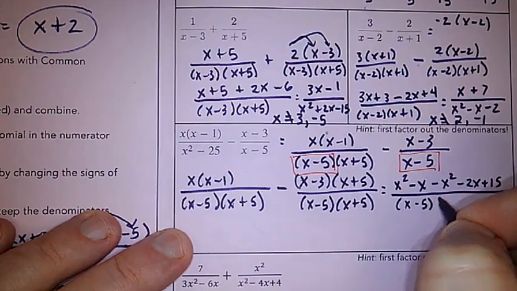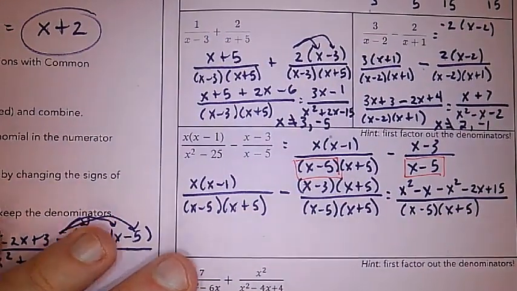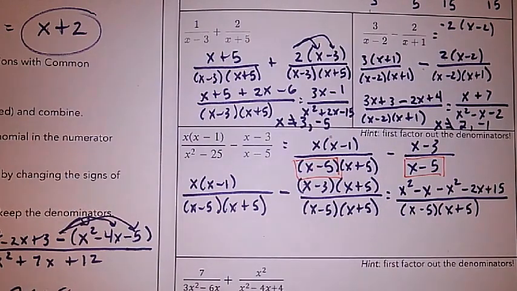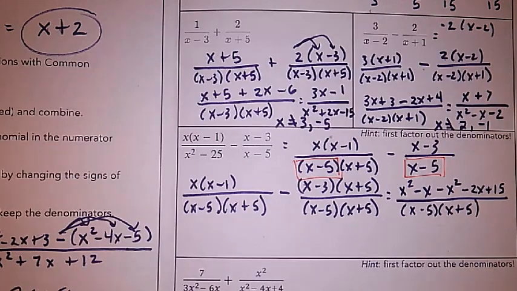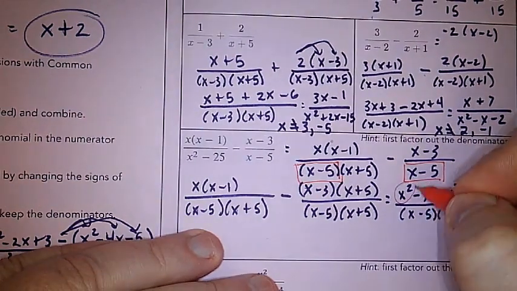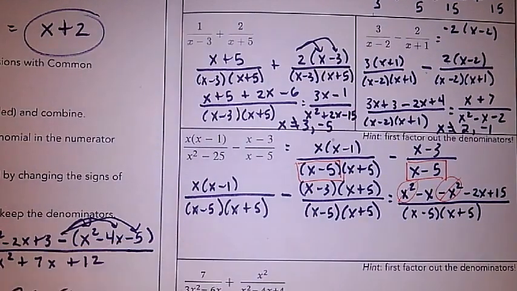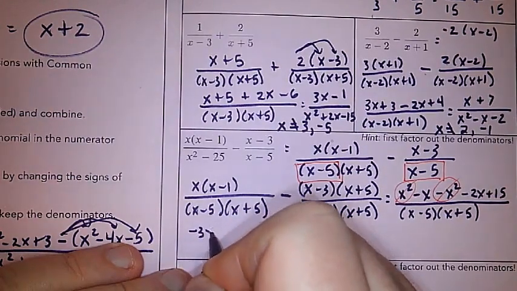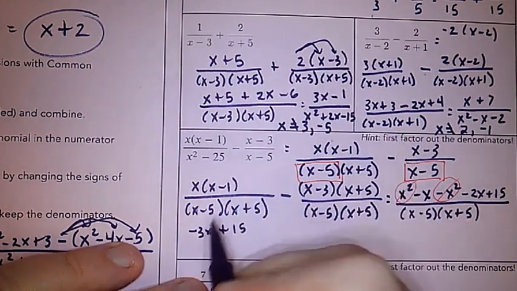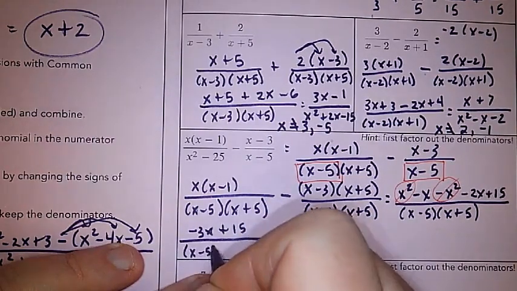Now, you'll notice I have not multiplied my denominator together yet because I want to see if there might be a factor that cancels. In my numerator, I see I have an x squared and a minus x squared, which create a zero pair. So combining my other like terms, I have negative 3x plus 15 divided by x minus 5, x plus 5.